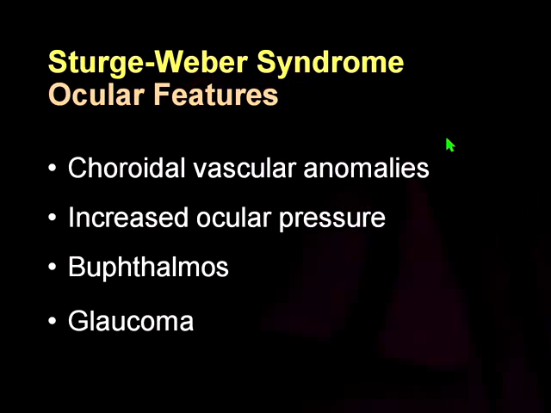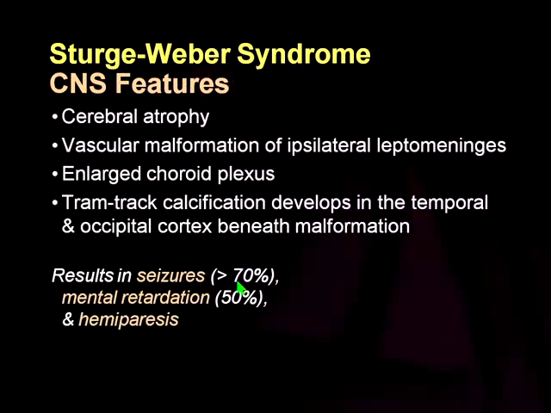So Sturge-Weber is a triad. You're going to have the skin manifestations, the ocular manifestations, and the central nervous system abnormalities. The ocular features, the most common thing is going to be seeing choroid vascular anomalies and having increased ocular pressure with the risk for the development of glaucoma. If you have congenital glaucoma and an enlargement of the eye, that's referred to as ophthalmos, and that's not common, but it's quite significant. The central nervous system features vary significantly and can be very, very mild or can be very, very dramatic early on.